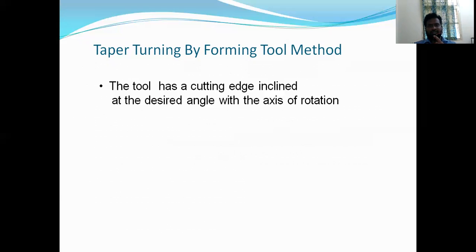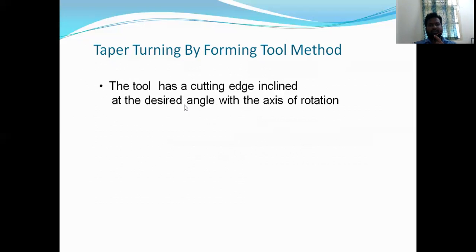So this is the similar shape cutting tool we are using in the forming tool method, right? Here is the first point. We know the tool has a cutting edge inclined at the desired angle with the axis of rotation. How does the cutting edge look? It is inclined at the desired angle.